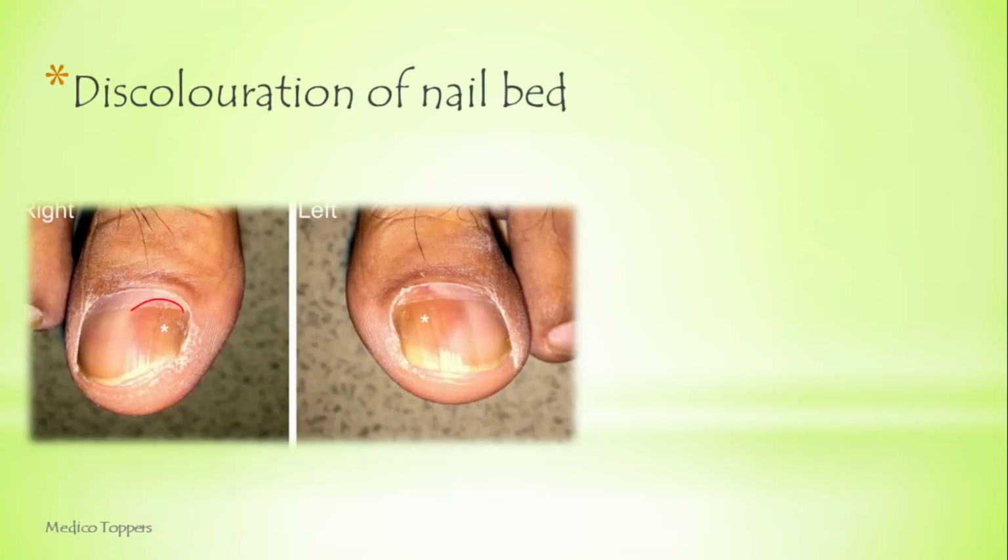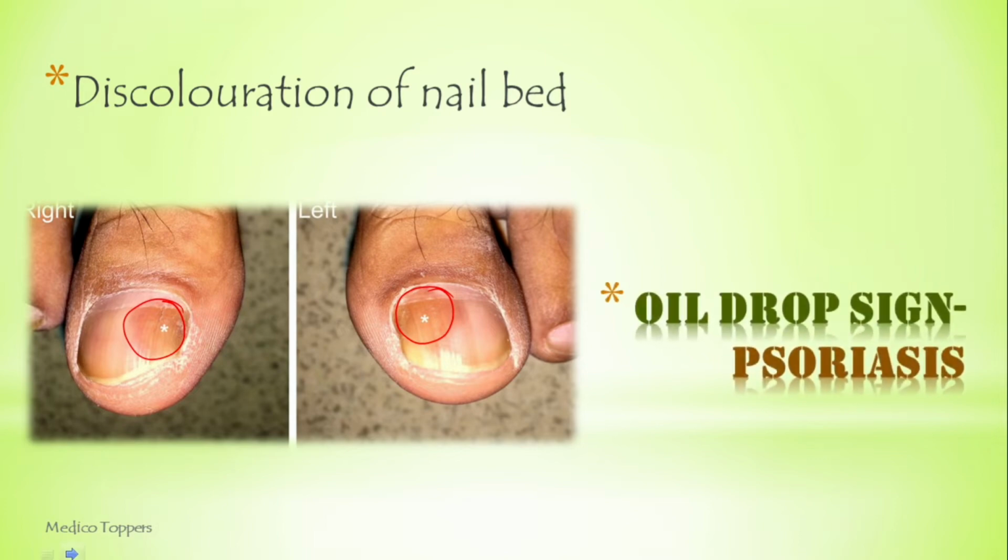And in this image you can see the discoloration of the nail bed. So let's see where we can see this condition. So this is nothing but the oil drop sign. Like you can see in this image, once the oil is dropped, we can get this type of discoloration. So this is also called as oil drop sign, and this is seen in psoriasis.